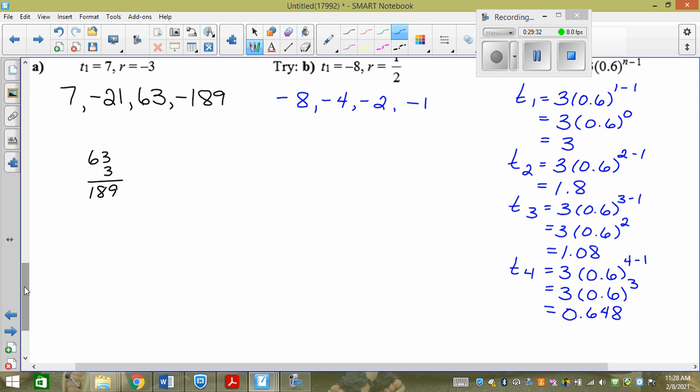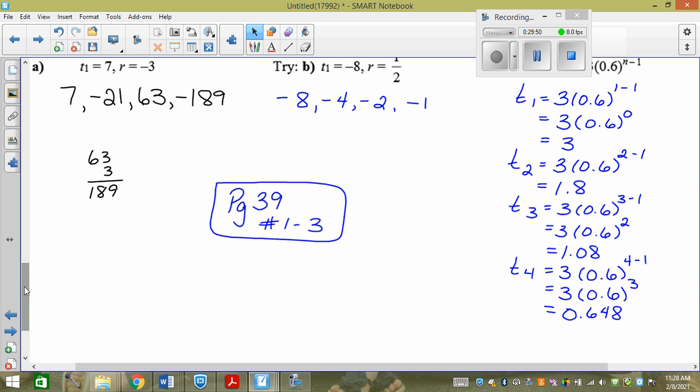Your homework is page 39, 1 to 3. Remember at the beginning of class we're going to go through the quiz that I gave today, so make sure you've attempted it, finished it. And then we're finishing up geometric sequences tomorrow. And then we move on to geometric series on Wednesday, and then infinite series.